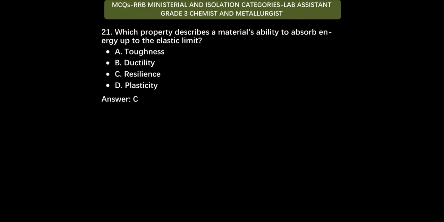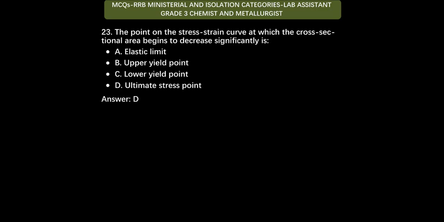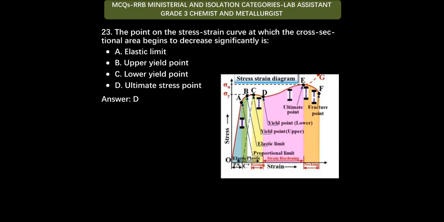Option C, resilience. The property of a material by which it can be beaten or rolled into a thin sheet is option C, malleability. The point on the stress strain curve at which the cross sectional area begins to decrease significantly is option D, ultimate stress point.